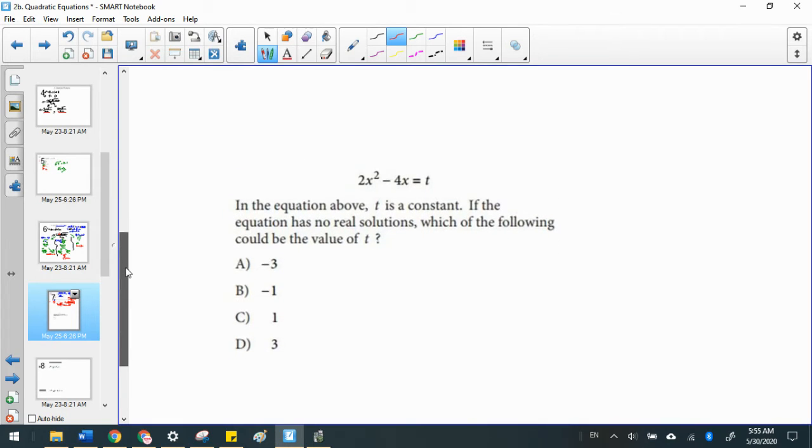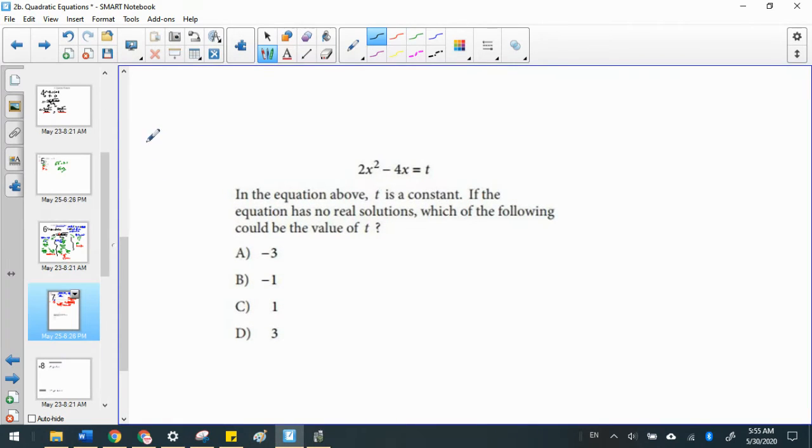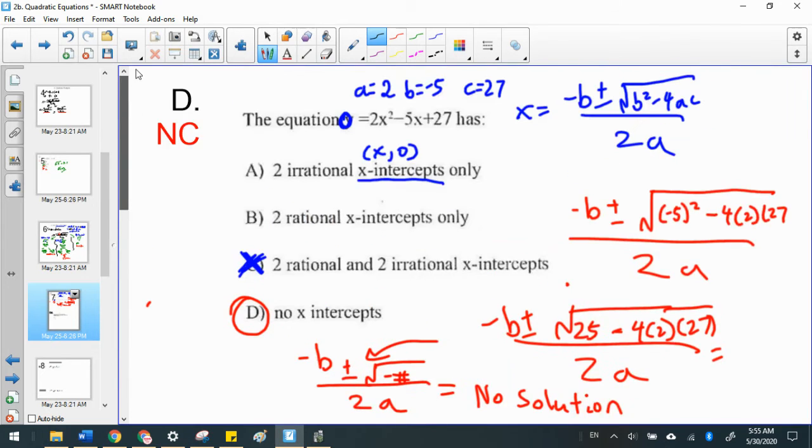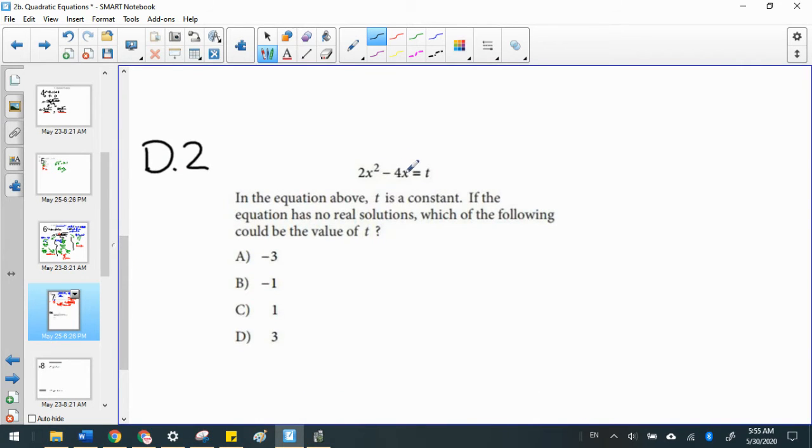So this right here we'll call question D2, since the last question was D1. So in the equation above, t is a constant. If the equation has no real solutions, what of the following could be the value of t?